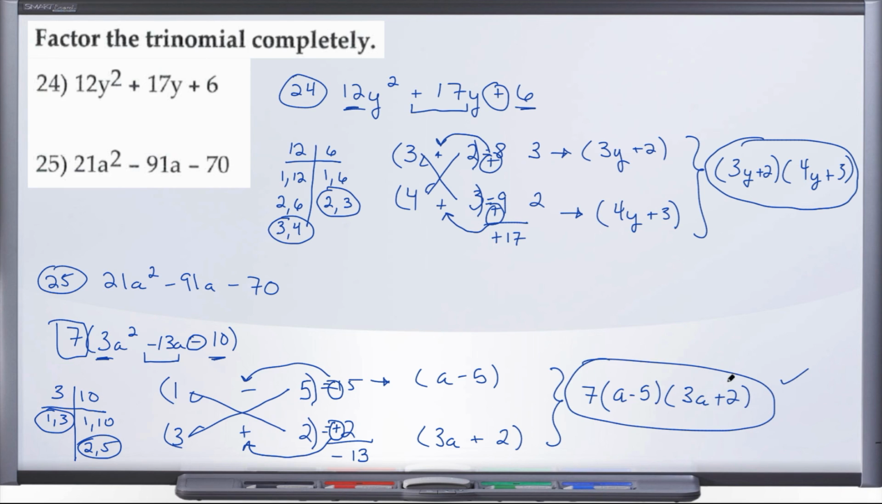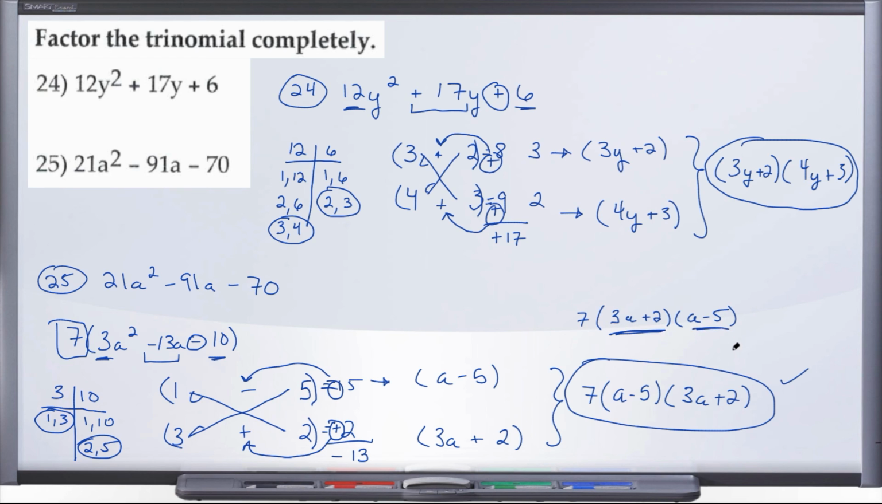One question that gets asked a lot by students is this. Does it matter which order you put the parentheses in? No, it doesn't matter which order you put the parentheses in. However, what's inside the parentheses absolutely matters. So you could have written this if you wanted to, 7, and then you could have put 3a plus 2 and then a minus 5. That's perfectly appropriate. So it doesn't matter what order your parentheses come in, it just matters what's inside the parentheses.